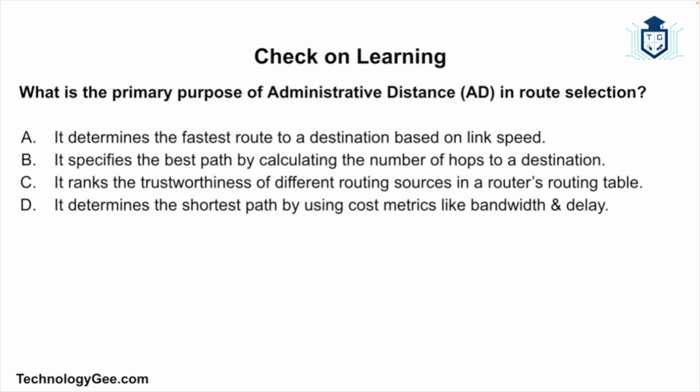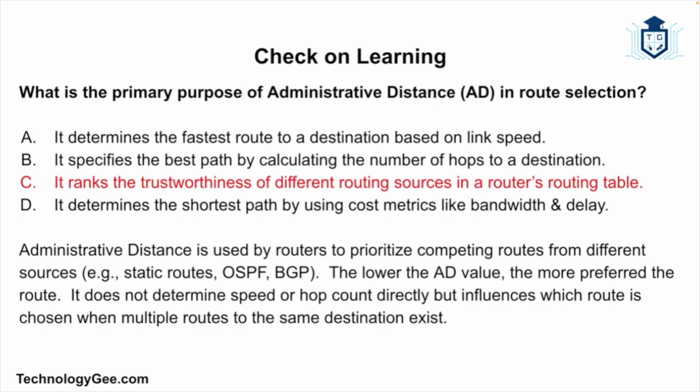Is it determines the fastest route to a destination based on link speed? It specifies the best path by calculating the number of hops to a destination. It ranks the trustworthiness of different routing sources in a router's routing table? Or is it determines the shortest path by using cost metrics like bandwidth and delay? And the correct answer is it ranks the trustworthiness of different routing sources in a router's routing table.